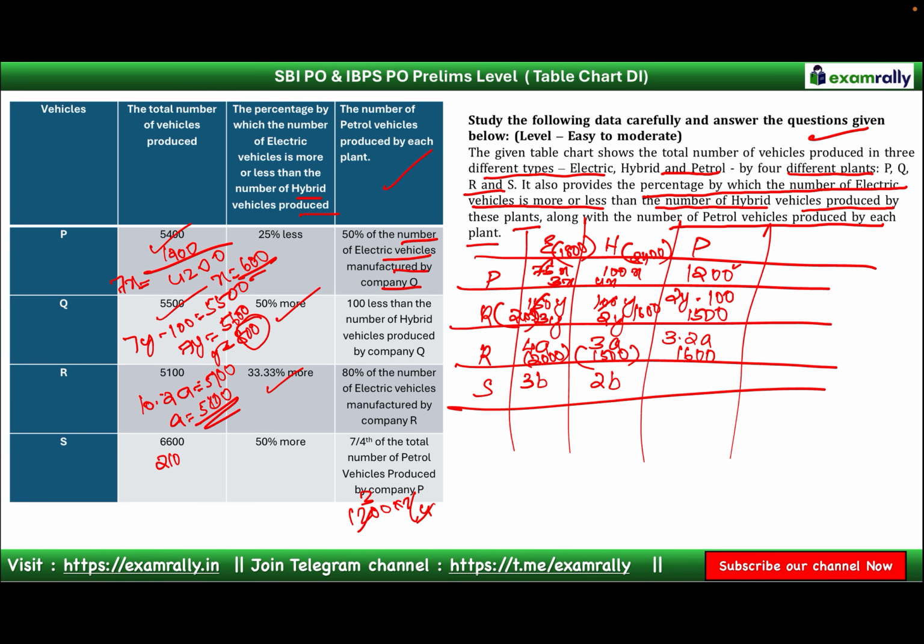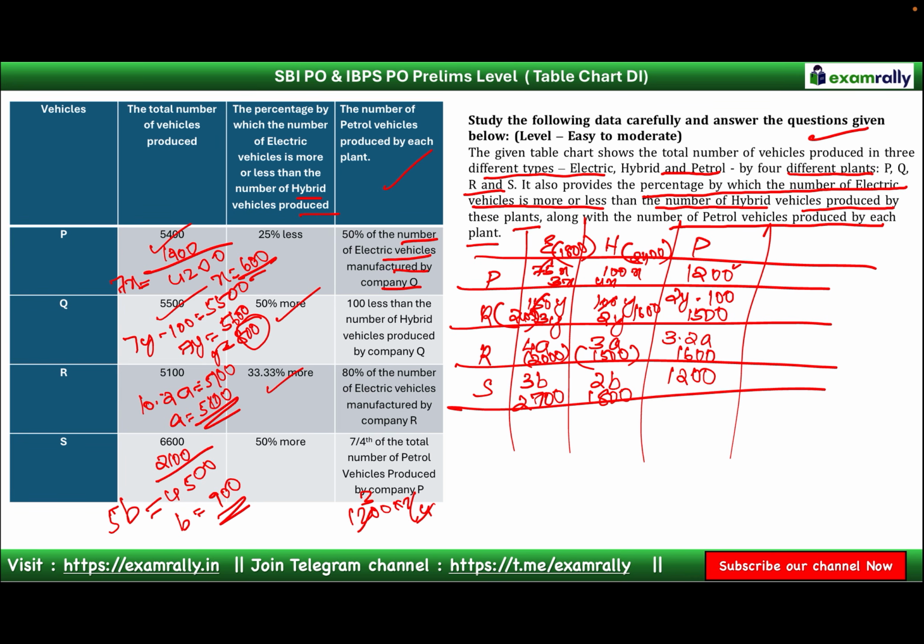If you are deducting 2100 from here, you will get here 4500. Okay, this 4500 will be the sum of electric and hybrid of S. So plant S, 5B will be equal to 4500. So B value will be equal to 900. So 2B equal to how much? 1800. 3B equal to 2700, and here we already got it as 1200. See, we consolidated the data in a very simple manner.